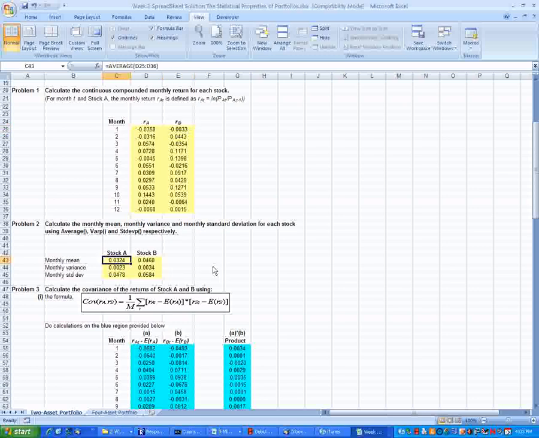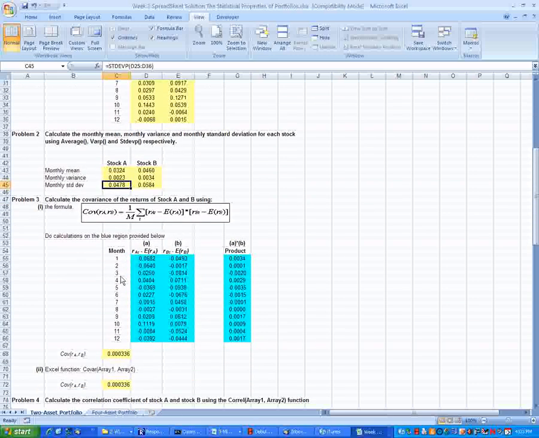Then we look at problem 2. What we do here is use the average formula to calculate the average monthly return for stock A and for stock B. Then we use the VAR.P formula to calculate the monthly variance for stock A and for stock B. And then we use the standard deviation P formula to calculate the monthly standard deviation for stock A and for stock B. The reason we use the VAR.P and the standard deviation P is because we've got populations here, not samples.